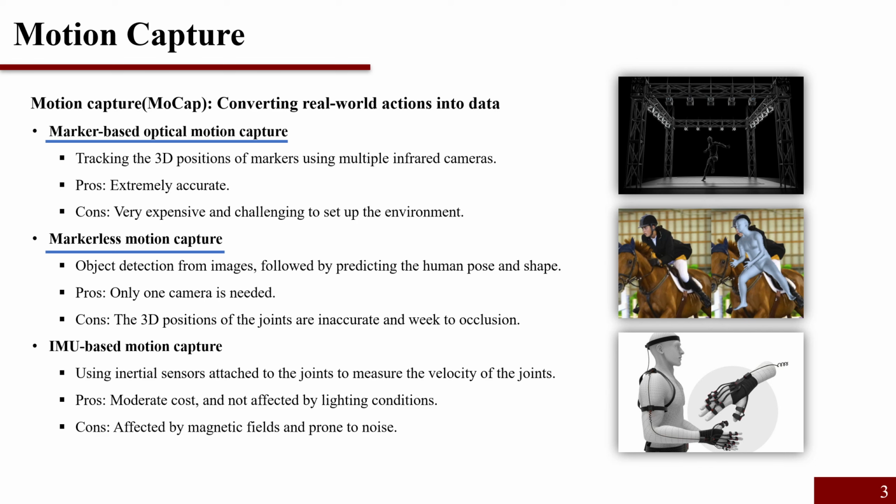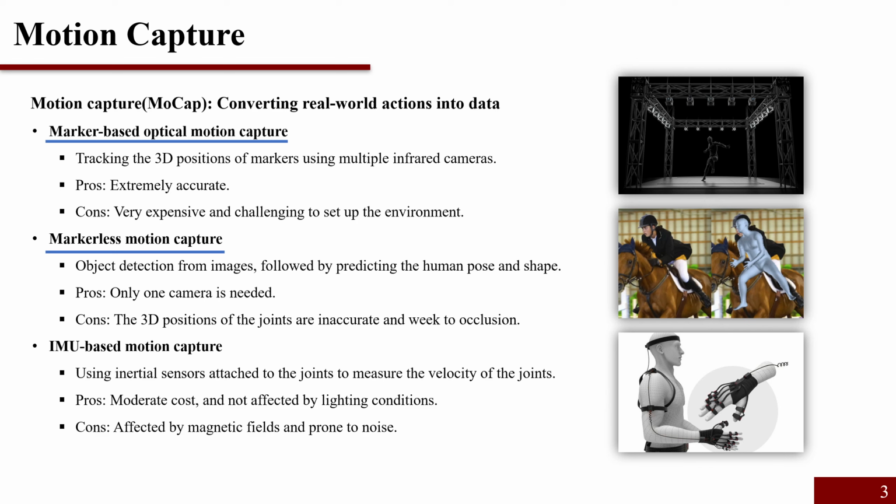The last one is IMU-based motion capture. This method uses inertial sensors attached to the joints to measure the velocity of the joints. Its pros are moderate cost and not being affected by lighting conditions, but the cons are that it is affected by magnetic fields and prone to noise.